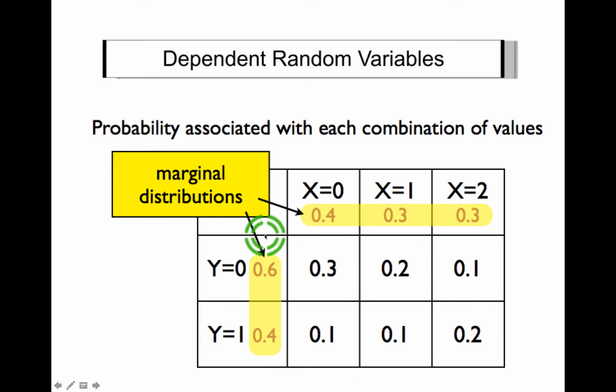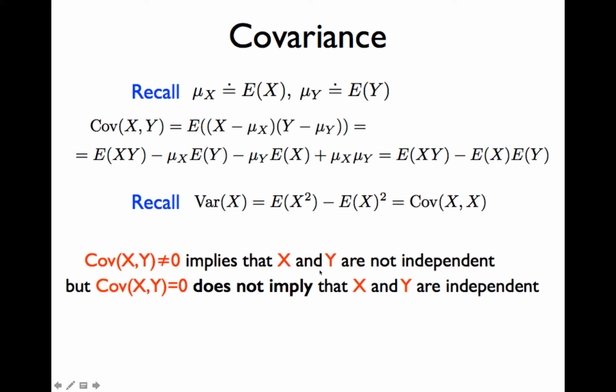On the other hand, covariance is a single number. Unlike dependence where we have to check all joint probabilities, covariance is a single number such that if the covariance is not zero, that implies that X and Y are not independent, or are dependent. But on the other hand, if the covariance is zero, that doesn't imply that X and Y are independent. They can be dependent even though the covariance is zero.